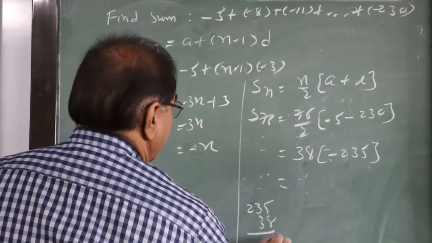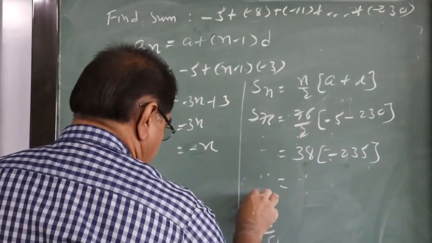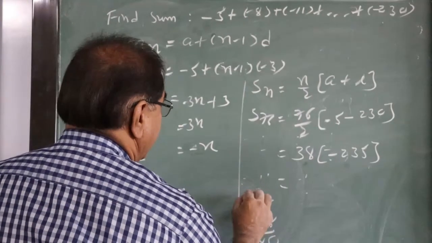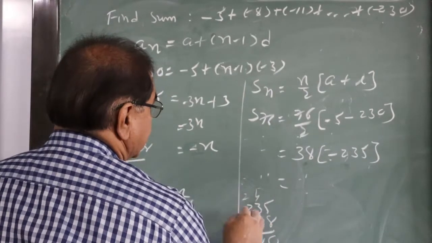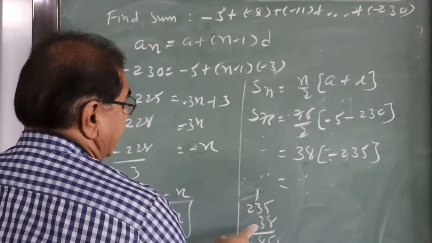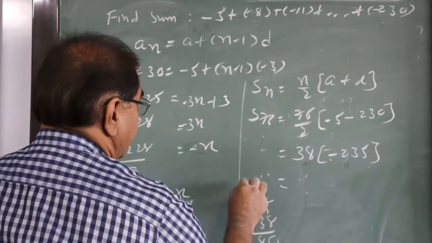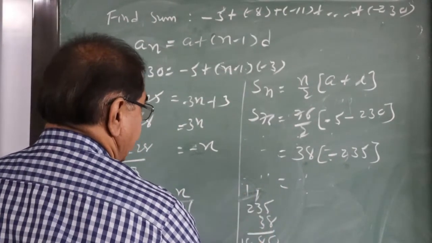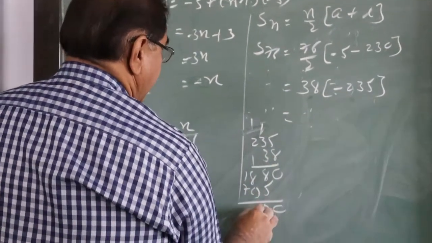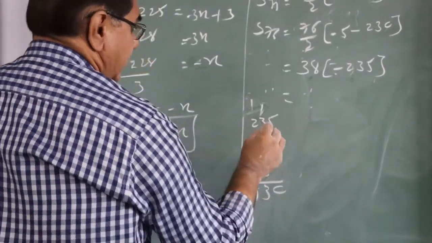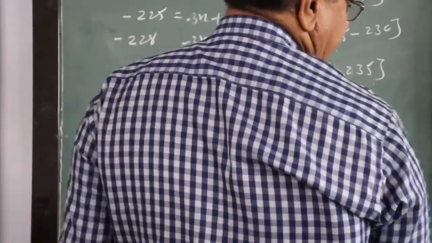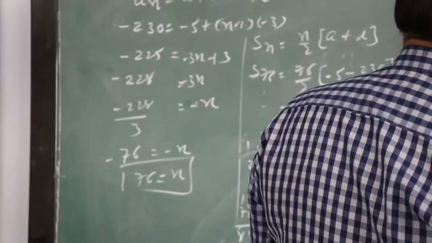235 into 38, 8 5s are 40, 4 carry forward, 8 3s are 24 and 4, 28, 2 carry forward, 8 2s are 16 and 2, 18. Now 3 5s are 15, 1 carry, 3 3s are 9 and 1, 10, 1 carry, 3 2s are 6 and 1, 7. So 0, 8 and 5, 13, 1 carry, 8 and 1, 9, 7 and 1, 8. So ultimately the answer is minus 8,930.